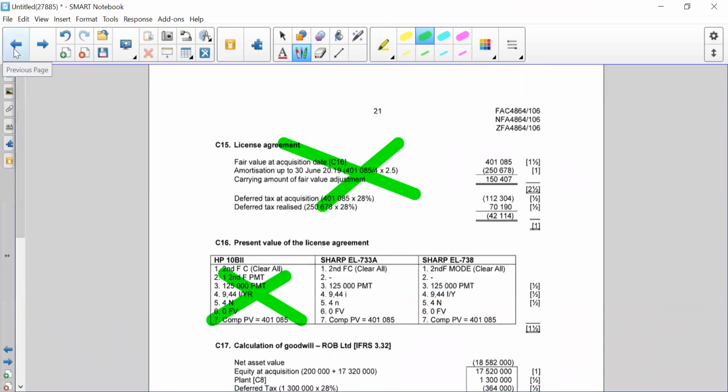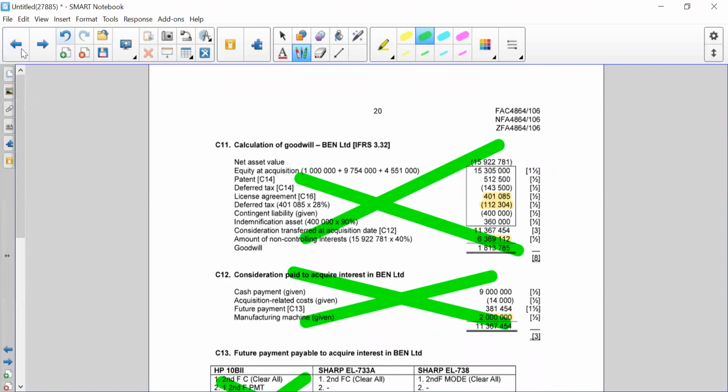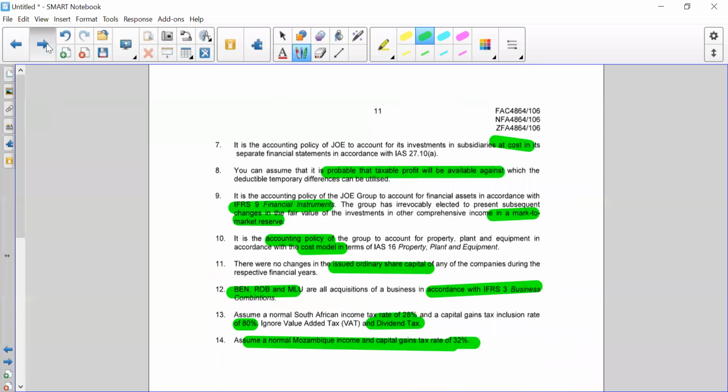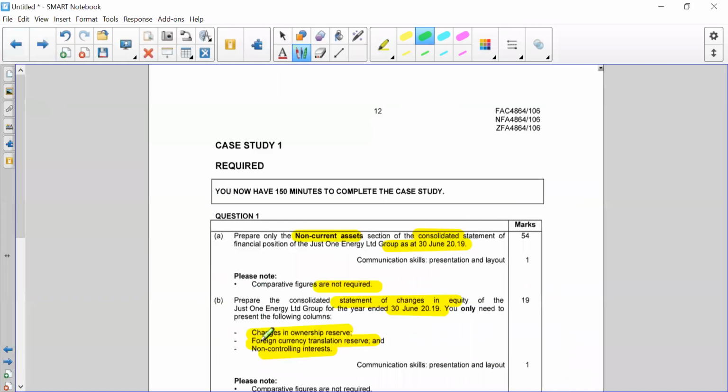Let's just look then at part B. So let's deal with Ben whilst we're here. Okay. So just to refresh your memory, if we're looking at part B, yeah. Part B specifically said, prepare the statements of change in equity. We only want to change in ownership reserve. We won't have that for Ben because there was no change in ownership. There will be no FCTR. So all there will be for Ben is a non-controlling interest.